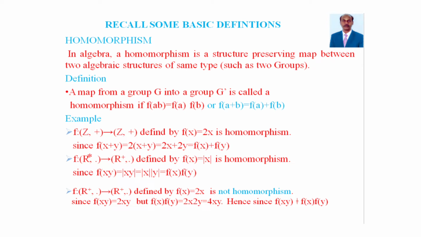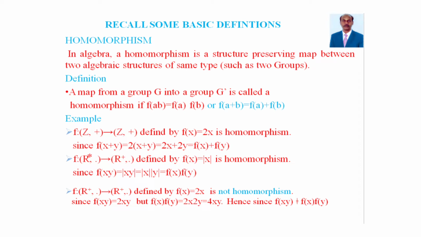Taking another example, using multiplication: f from R star, dot to R plus, dot defined by f of x equals mod x is a homomorphism. Since f of xy equals mod of xy by the definition, then mod of xy expands to mod of x times mod of y. According to the definition, mod of x means f of x, mod of y means f of y. So now we get f of xy equals f of x times f of y.